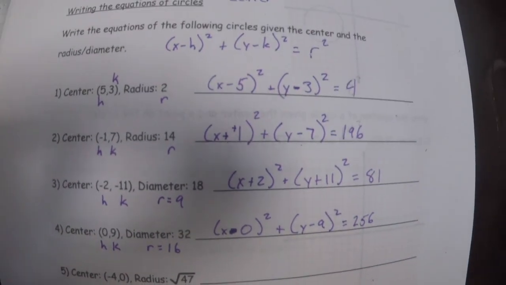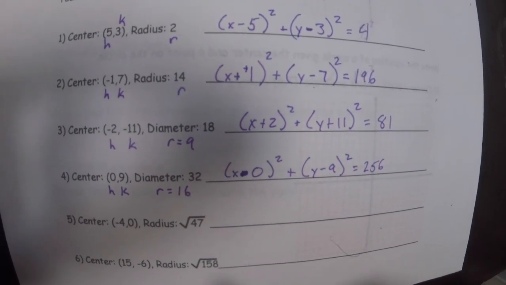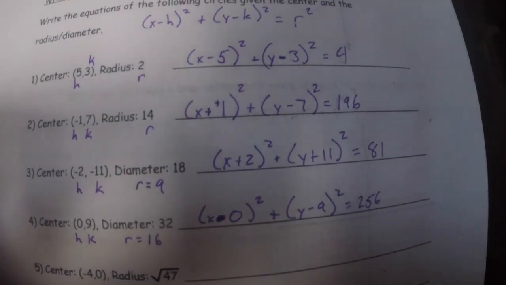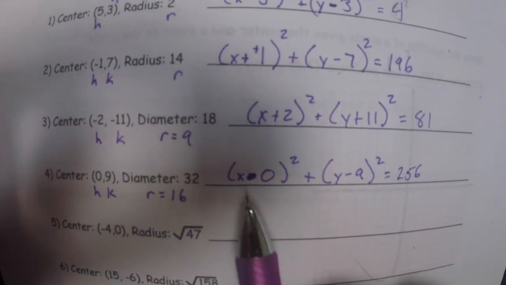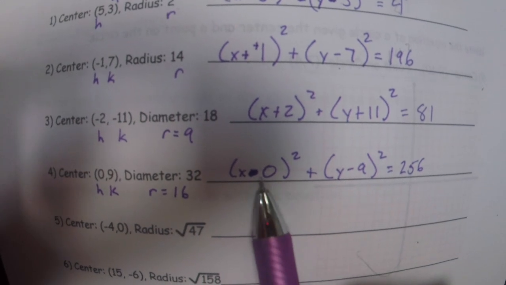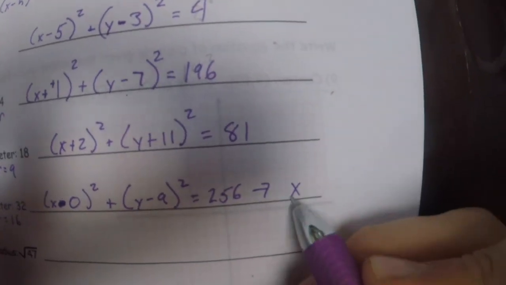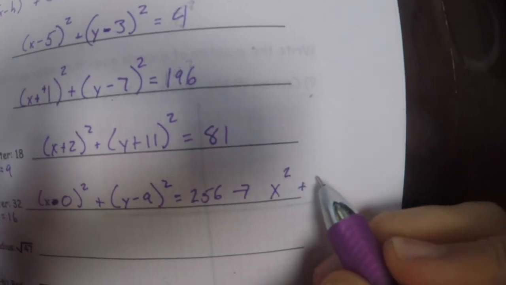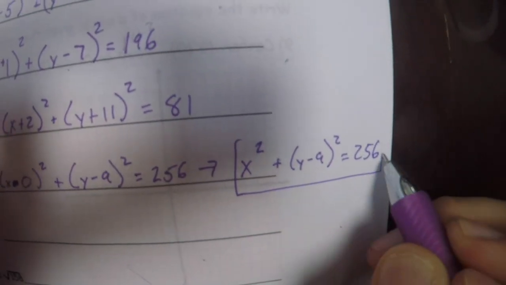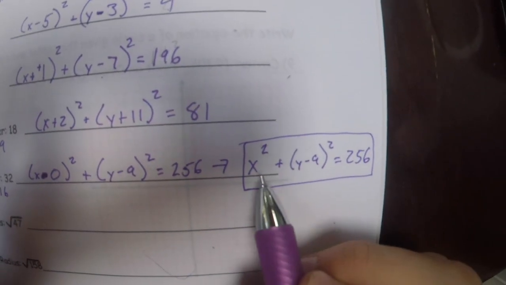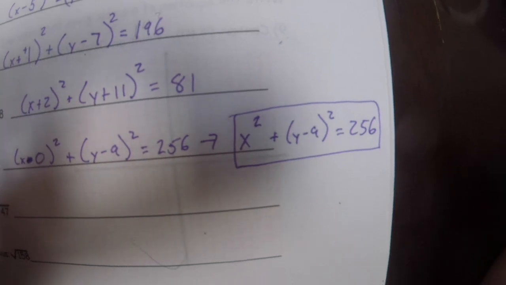Now, there's one thing I wanted to bring up about this one: what's x minus nothing? Well, x minus nothing is just x. It's itself, right? So sometimes we might not see it like this, okay? We might not have the minus 0 in here. We might see it as x squared plus y minus 9 squared equals 256. If the x coordinate of the center is a 0, we might not see the 0, but if we just see x squared, we'll know that the x coordinate of the center would be 0.